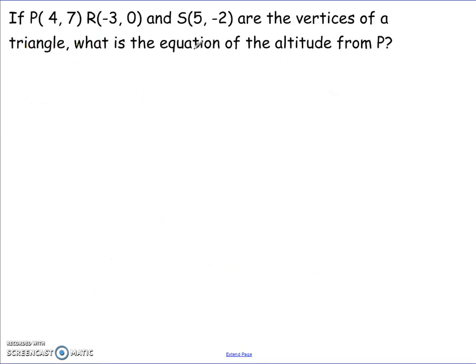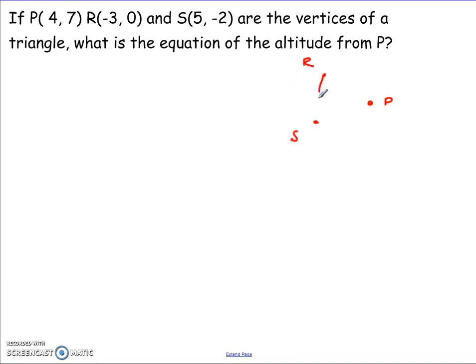Okay. Next question. If P, R and S are those coordinates and they're vertices of a triangle, what is the equation of the altitude from P? One like this where you're given the points and just an explanation, it could be more beneficial to do a rough sketch. So roughly that's what a triangle looks like. There's the point P, there's the point R, and there's the point S. So something along those lines is what it could look like.